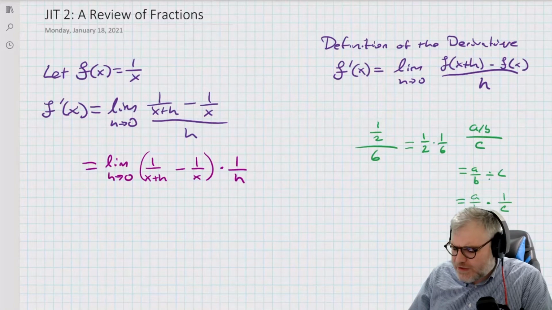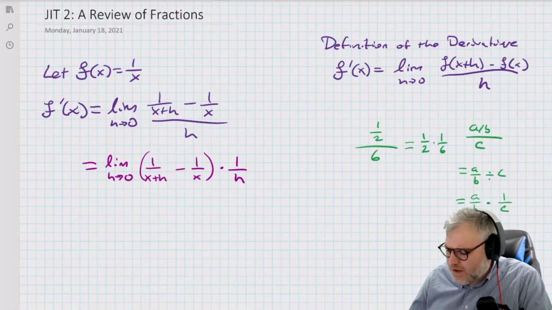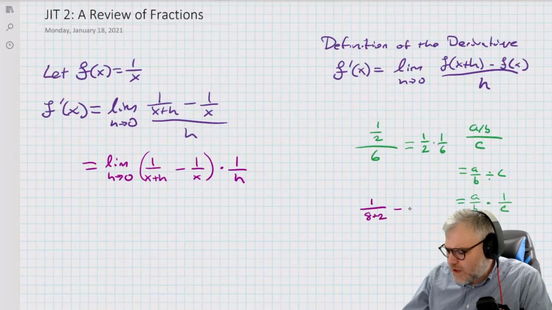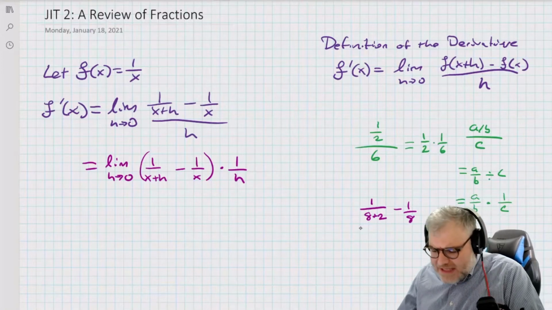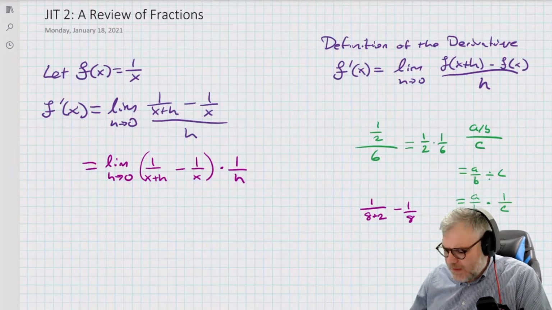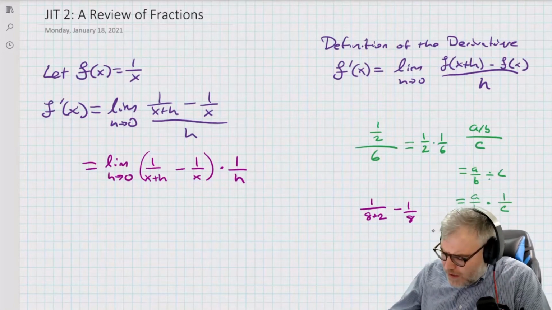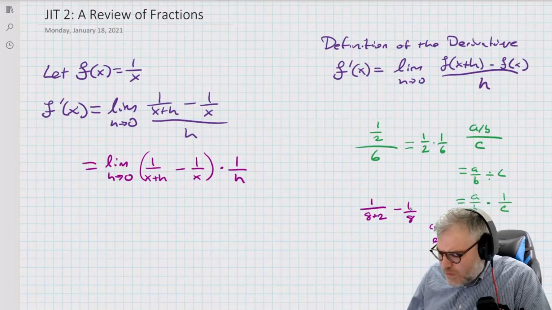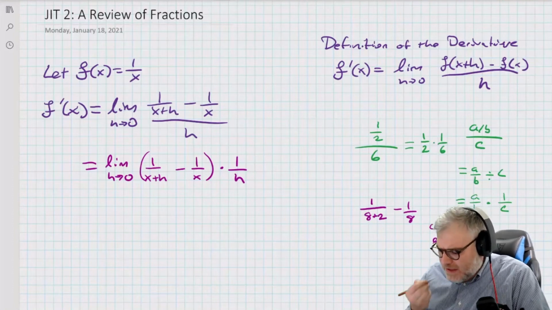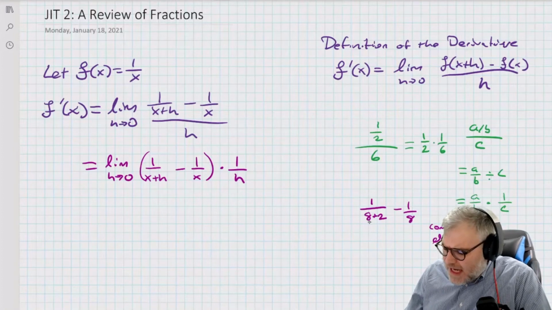Now, the next thing I'm going to do is take a common denominator here. Remember when I wanted to subtract 1 over 8 plus 2 minus 1 over 8, I'd have to take a common denominator. This would actually be 10, but I don't really know it's 10 yet because I have a variable here. Remember, common denominator. If I thought about this as 1 over 10 minus 1 over 8, the common denominator aspect would be obvious. But I'm just going to think about this as 8 over 2.